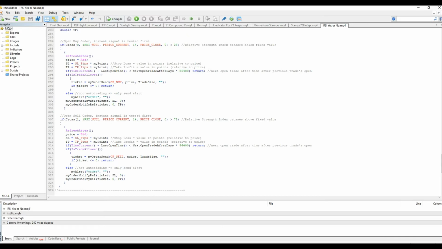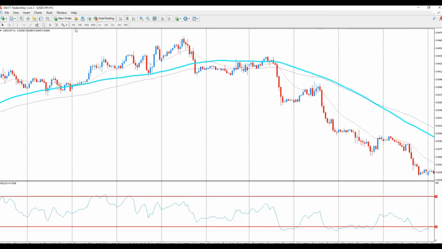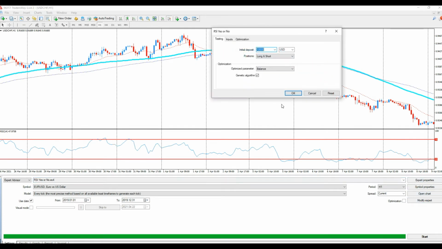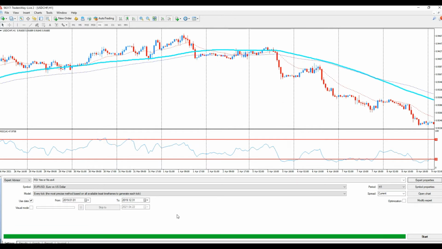This is the MetaEditor. And we're going to go over here to the strategy tester, and go to expert properties. I need to reset this. All right, so now I'm going to run this from January 2019 to December of 2019, and we're going to see what happens. I'll leave the visual mode off for time's sake to make it quicker.